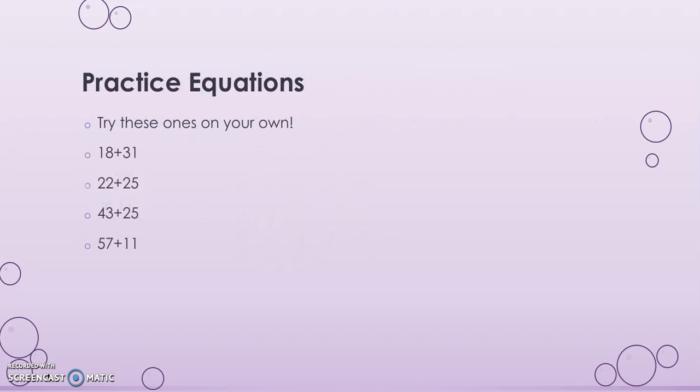Here are some practice equations you can try together or on your own. We can do 18 plus 31, 22 plus 25, 43 plus 25, and 57 plus 11. Go ahead and try these with a partner and by yourself, and go to your teacher to check your answers or even turn to a partner and compare your answers.